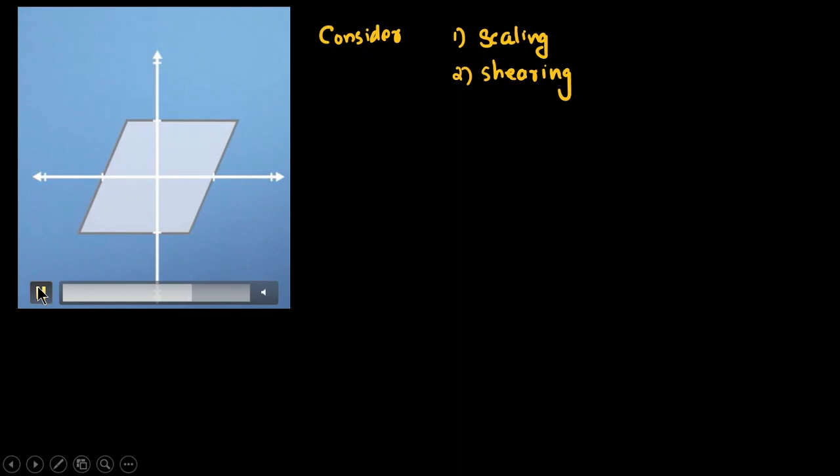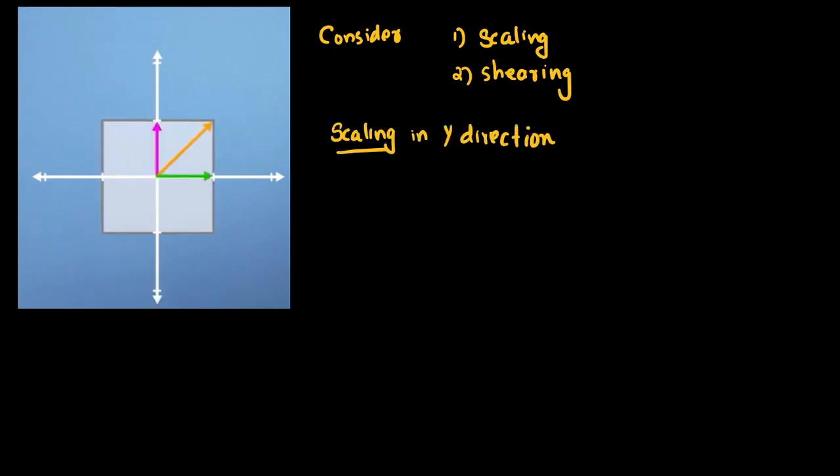What happens to the vectors when we do these kinds of scaling or shearing transformations? This vector space contains many vectors, but for simplicity we are taking only three of them. One vector is on the x direction, the green colored vector. One is on the y direction, the purple colored vector, and one is an arbitrary vector at a 45 degree angle with the x-axis, the orange vector. Let's see what happens if we scale this vector space in the y direction.